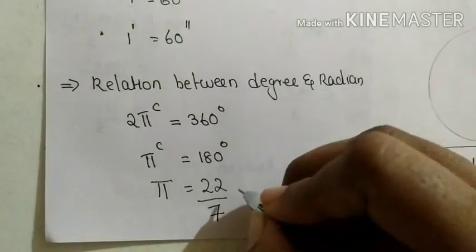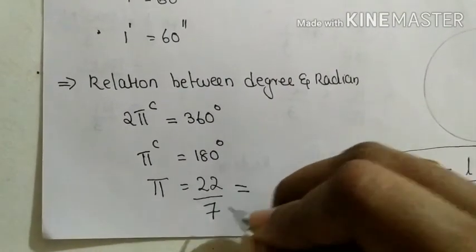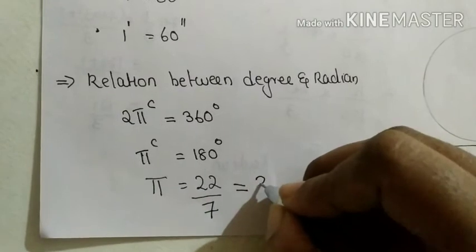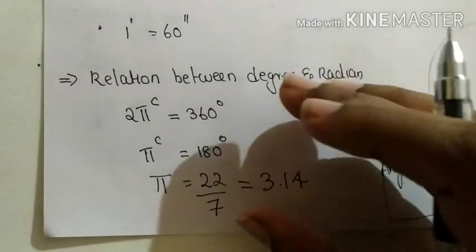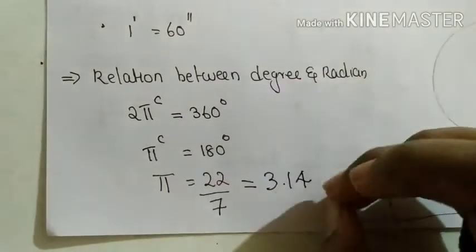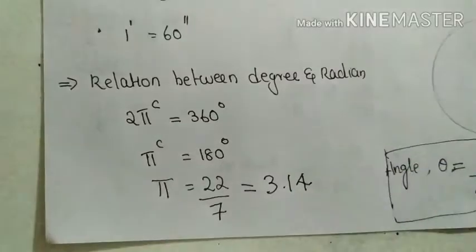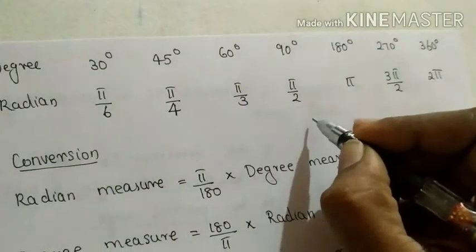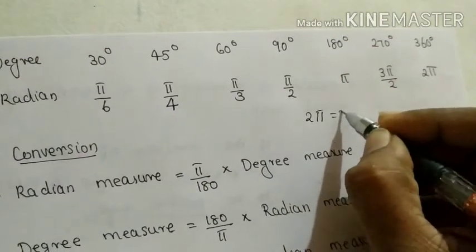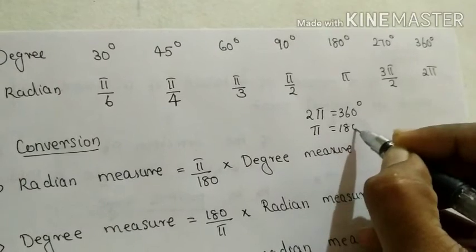And pi has another value. Pi is equal to 22 by 7 or equal to 3.14. So we need to learn all these values by heart. Pi is equivalent to 22 by 7 or 3.14. So we have studied that 2 pi is equal to 360 degree and pi is equal to 180 degree.